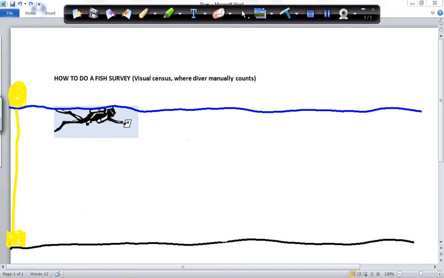This video is going to describe how to carry out an underwater fish survey, also known as a visual census. So the diver is manually observing and recording fish rather than using a video recorder.